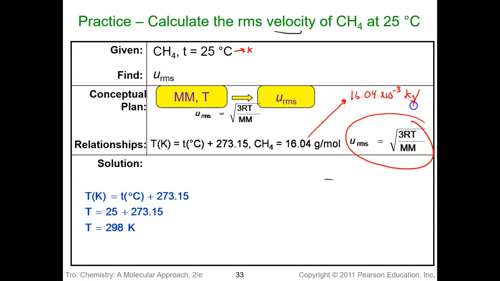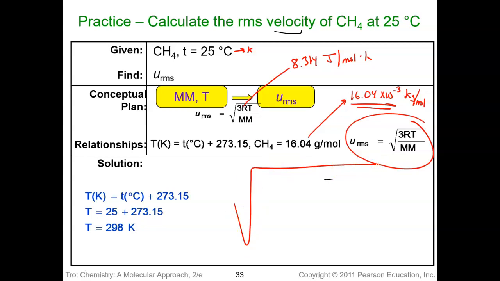And now it's in kilograms per mole. So this is just a fast way to go to kilograms. Just multiply it by 10 to the negative 3. And remember, this R here is 8.314 joules per mole K. So when we do this, I'm just going to make it really big. So we have 3 times 8.314 joules per mole K times our temperature, which is 298 K, divided by our molar mass in kilograms.